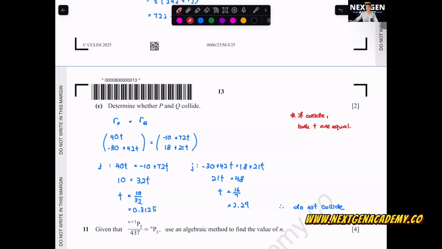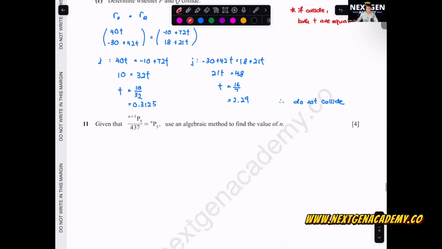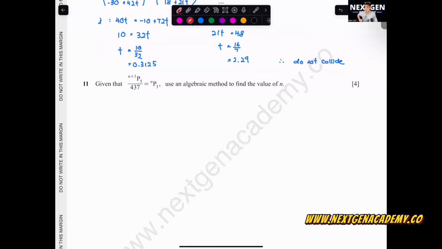Question number 10. This type, if you understand this, okay, if you need to practice this more, this is under constant velocity problems. Let's quickly finish up. We have 3 more questions. Question 11. Let's solve for this.